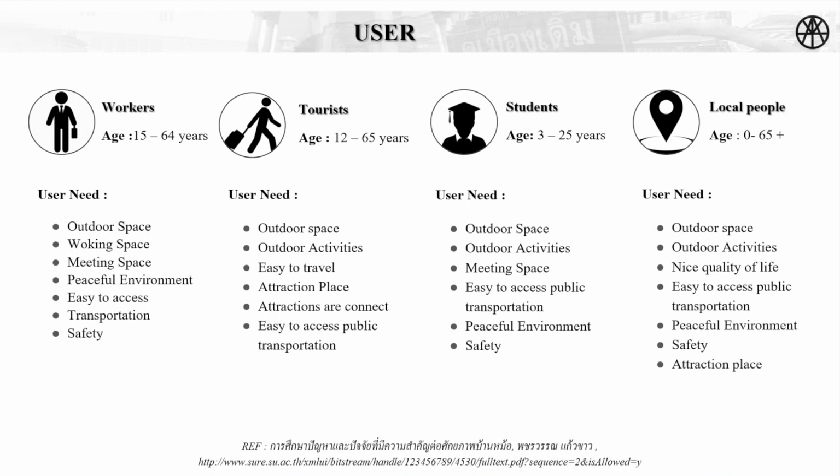And for the tourist, it is 12 years old to 65 years. The tourist has the same needs as the workers, but also needs attraction space or travel space. And the next one is the student, 3 to 25 years, who needs outdoor activity and meeting space, easy access to public transport, and also a safe and peaceful environment.